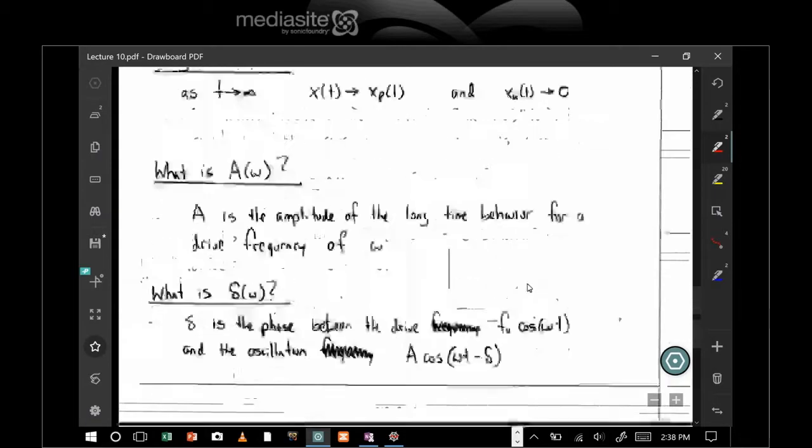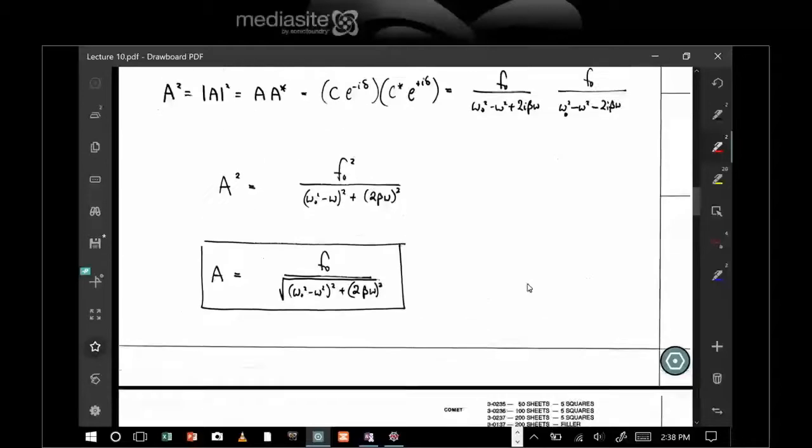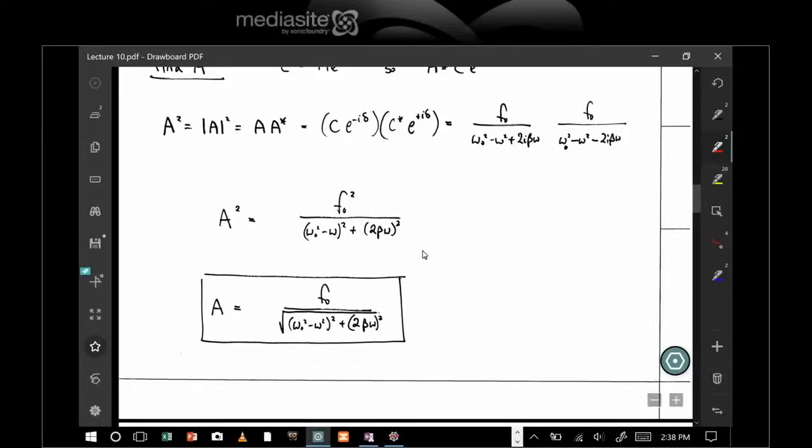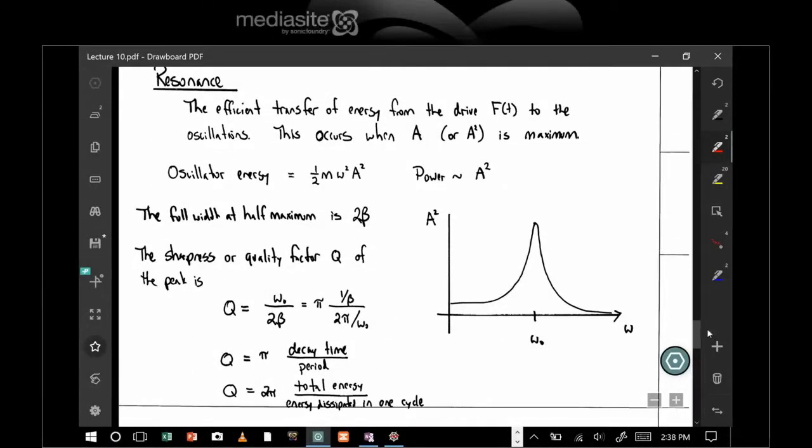So if I look at A squared, again, what is A squared? I didn't write A squared there, but I write it here. A squared is basically this thing here. And notice that at omega equal omega naught, I'm going to get the smallest denominator, and this thing is going to peak. That's called the resonance phenomenon. So I get the most peaking occurring, and the width of this is going to depend on beta.